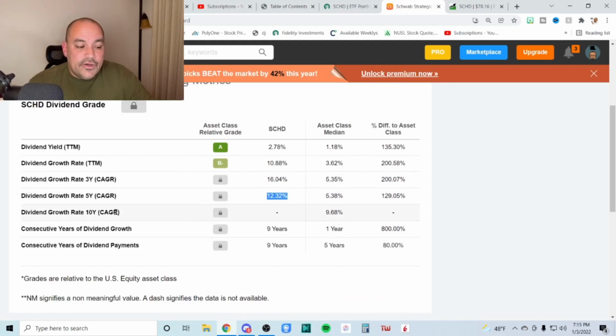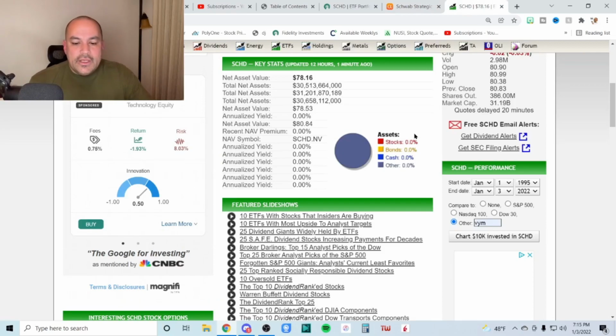It doesn't have a 10-year CAGR. Probably next year it will have it, because you see here consecutive years of dividend growth, 9 consecutive years, and 9 consecutive years of payments. So really strong dividend quality screen with SCHD, and definitely one of the top ones in the growth category. So kudos to Schwab there. So let's take a look at its return, and I'm going to use etfchannel.com for this.